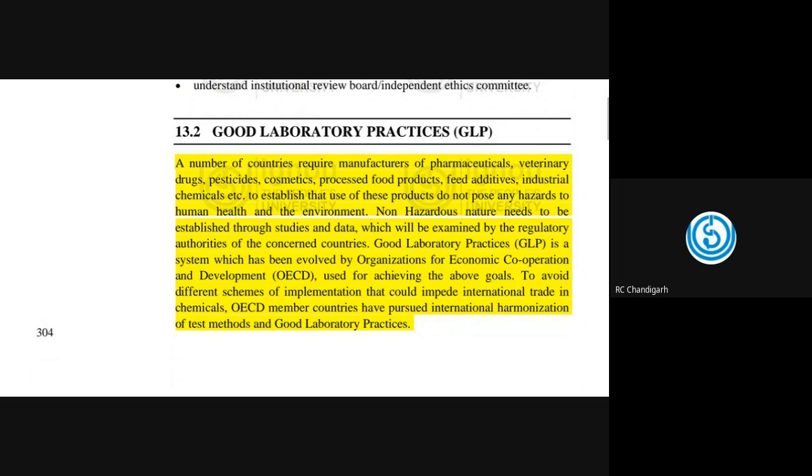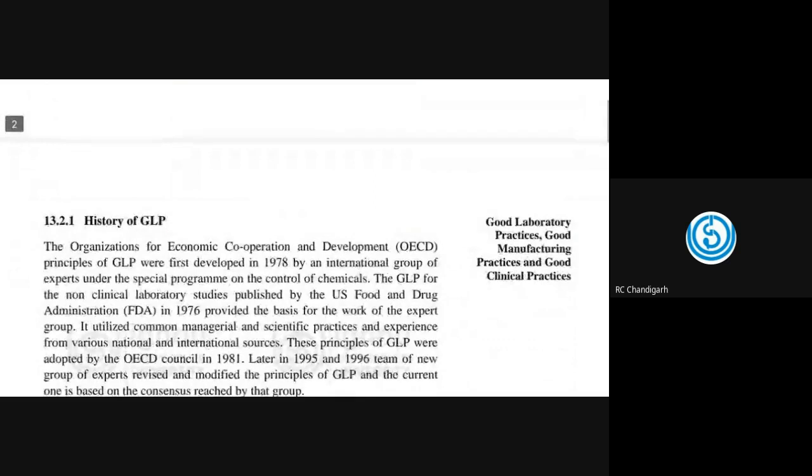Good laboratory practices is a system which has been evolved by the Organisation for Economic Co-operation and Development (OECD) for achieving the above goals. So these are different organizations which are present in each country for good laboratory practices and which confirm that the quality of the drug is maintained. To avoid different schemes of implementation that could impede international trade in chemicals, OECD member countries have pursued international harmonization of test methods and good laboratory practices.